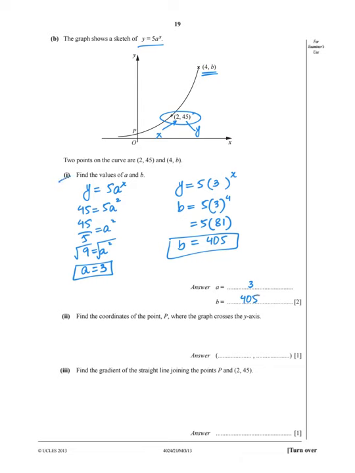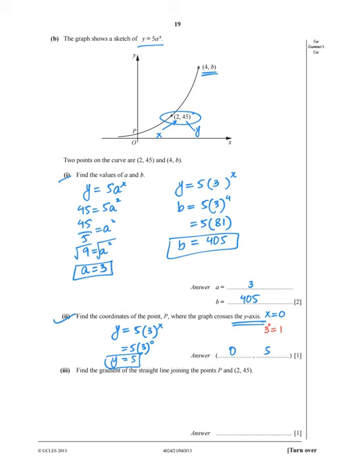After that, it says find the coordinates of the point where the graph crosses the y-axis. When the graph crosses the y-axis, it means the value of x is 0. So you have an equation y equals 5, the value of a we have is 3, and power x. Now x is 0, so that means 5 times 3 to the power 0. With the property of indices, every number with 0 power leads to 1. So 5 times 1 leads to 5. So the x coordinate is 0 and the y coordinate is 5. That is your part 2 answer.